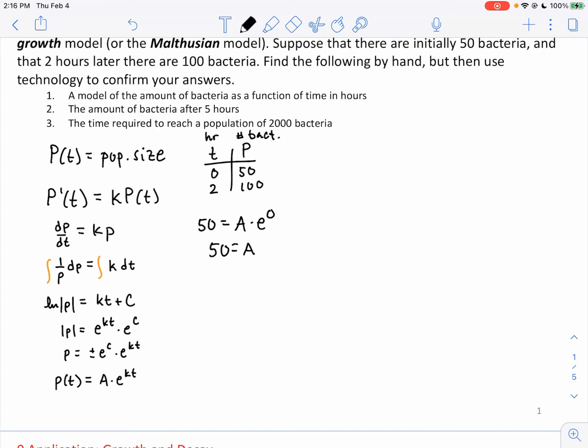So far my model looks like this, by the way. Let's take a moment and pause. It's P of t is equal to 50 times e to the kt. That 50 will stay 50 given this situation, because the initial population is always going to be 50 bacteria. But now we want to find K.